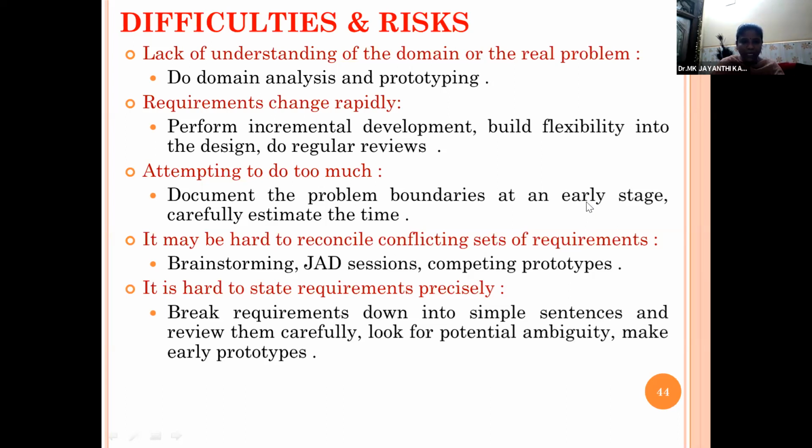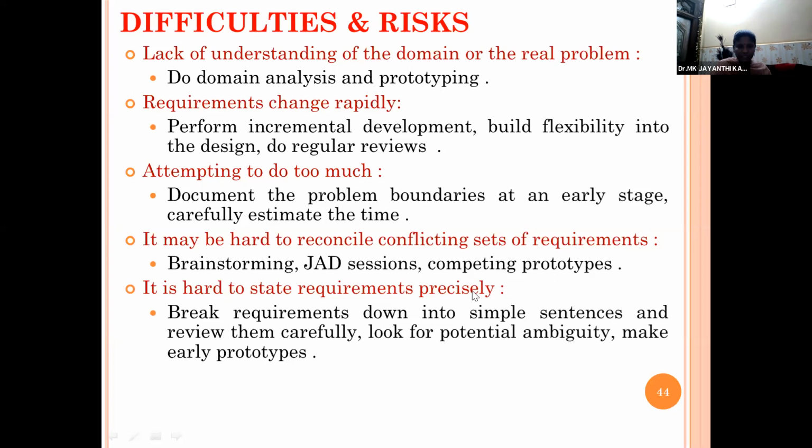It may be hard to deal with conflicting sets of requirements. Brainstorming, JAD sessions and competing prototypes can be used to avoid conflicts in future. Through brainstorming, JAD sessions and creating prototypes, we will fix the specification, then we will start doing the project.